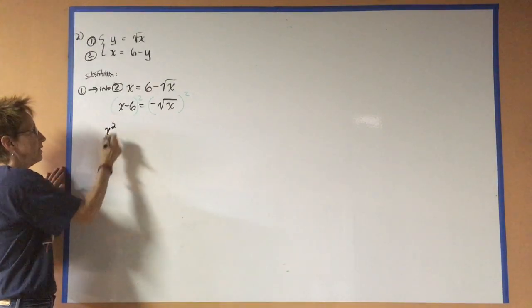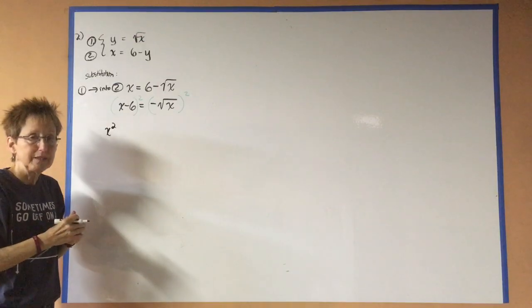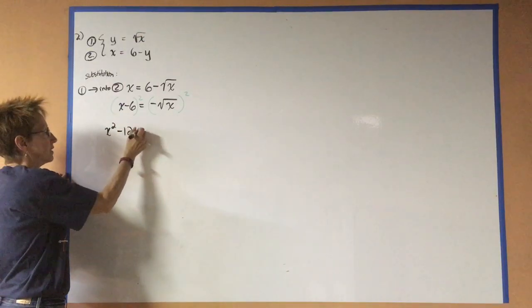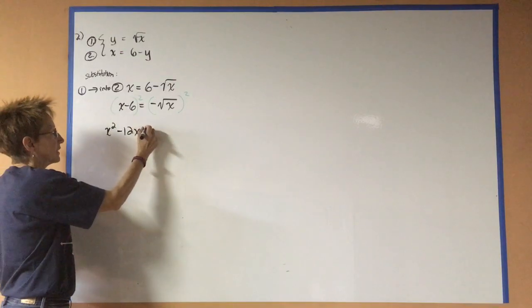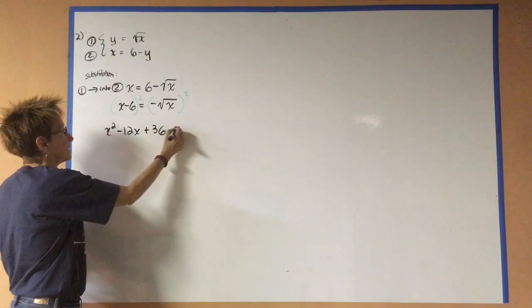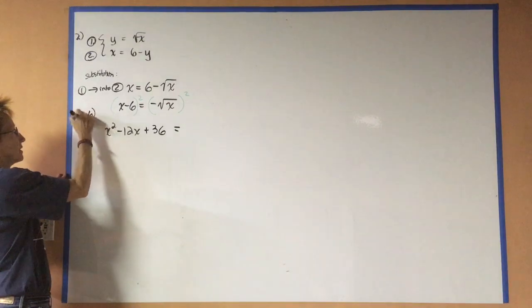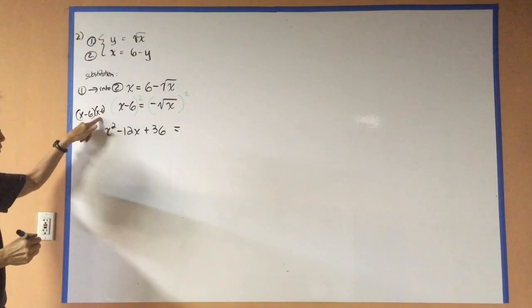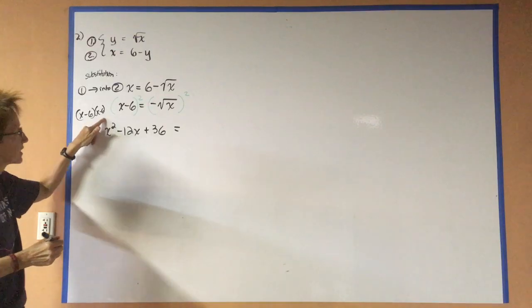I get x squared. I get a middle term, right? Negative 6x and then another negative 6x, so minus 12x. And then negative 6 times negative 6 is positive 36. So in other words, I'm taking x minus 6 times x minus 6, x squared minus 12x plus 36.